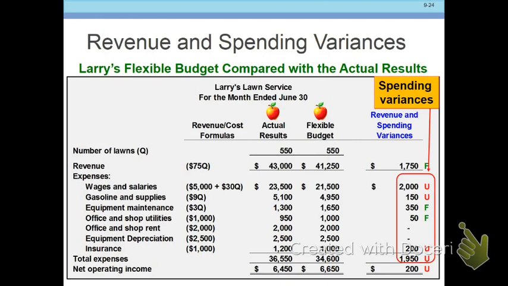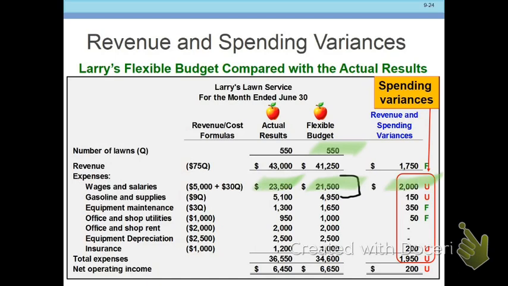Then notice that we have some spending variances, and some of these are negative and some of them are positive. In the next chapter, chapter 10, we're going to take a look at these in greater detail. But a couple of quick notes here. First off, these first two are unfavorable. What that means is to mow 550 lawns, we should have spent $21,500 on salaries. We actually spent $23,500, so we spent $2,000 more than we should have.